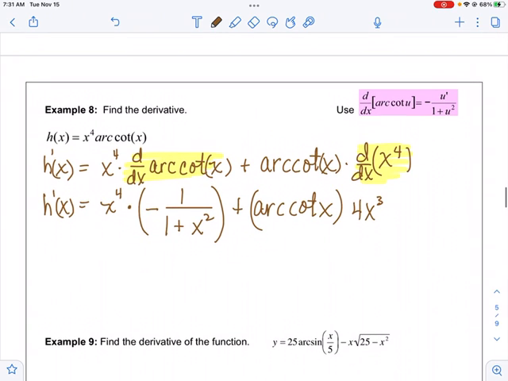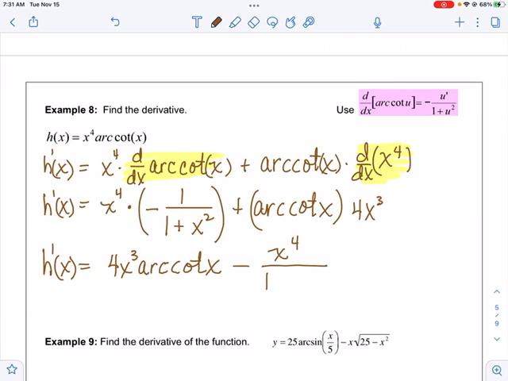So in that, I would combine the first one, that's negative, and then I have the arc cotangent. So I would probably write h prime of x as equal to 4x cubed arc cotangent x, and then minus x to the fourth upstairs. Remember, that's minus because of the negative 1 over 1 plus x squared, and then over 1 plus x squared. And there is your derivative.